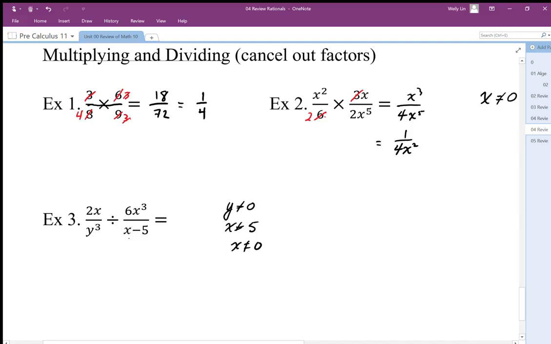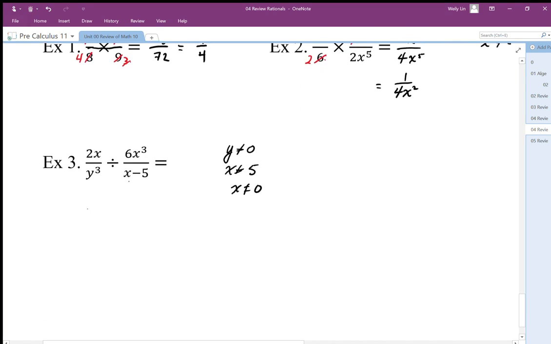So once I've established the restrictions, I can start canceling things out. So I'm going to end up with 2x y cubed, and all I really want is just to put the times where they belong and the divides where they belong. Then I can start canceling factors.